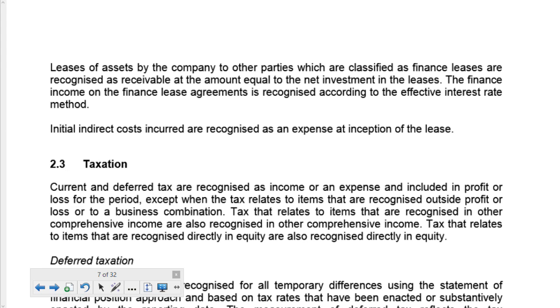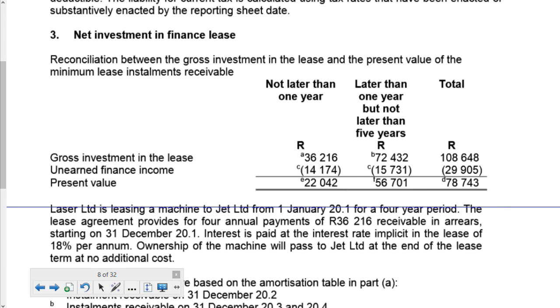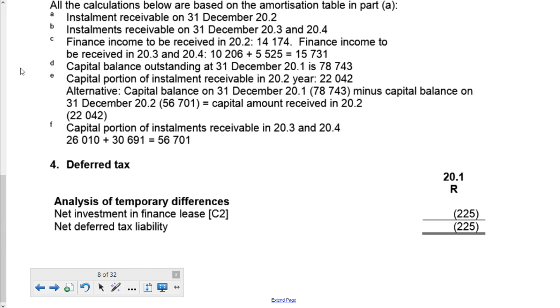Okay, here's the note for the net investment in finance lease, which is exactly the same note that you remember seeing. And you'll see that here they talk about the interest rate in the lease being the 18%, because that's what we've massaged it to be. At the bottom of the page here, the deferred tax.